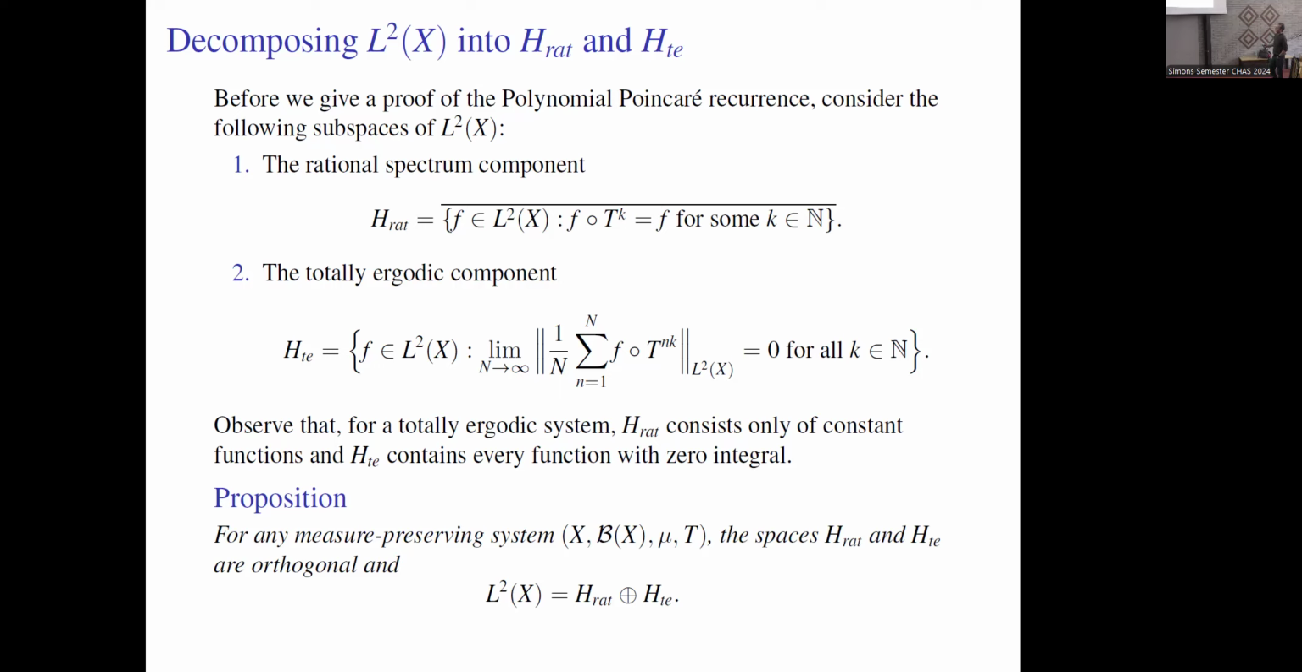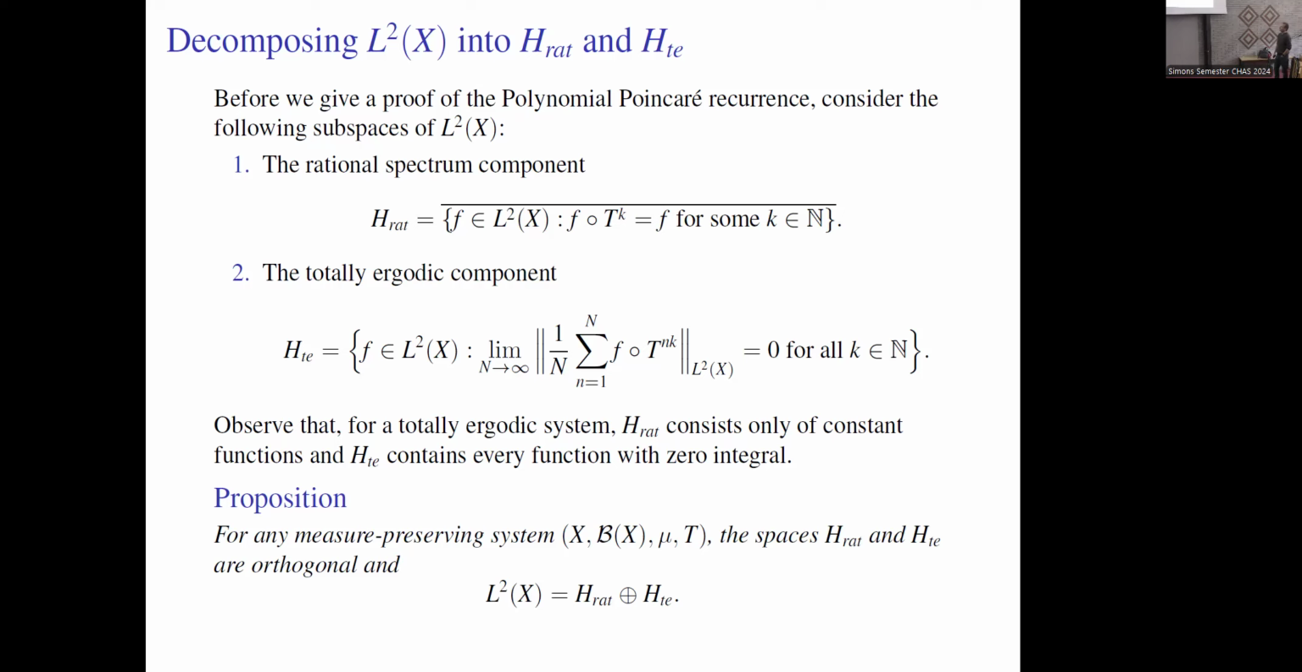And the other, the totally ergodic component, which has this form for all K, we require that this converge along these orbits to 0. And it turns out that these two sets are orthogonal and their direct sum spans the entire Hilbert space.